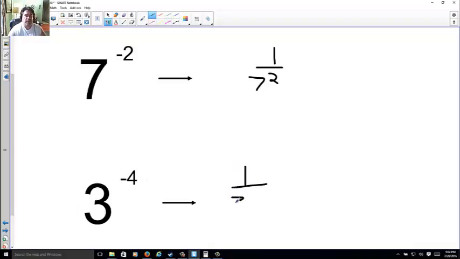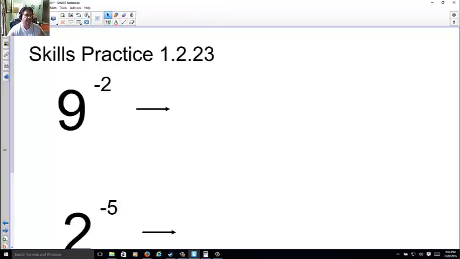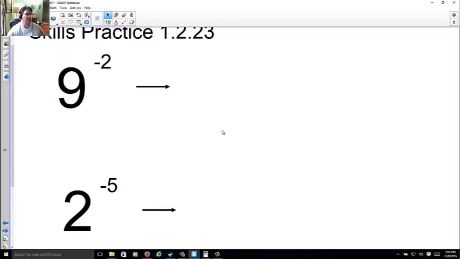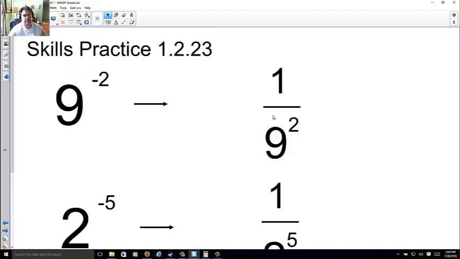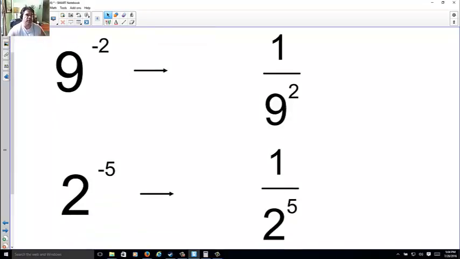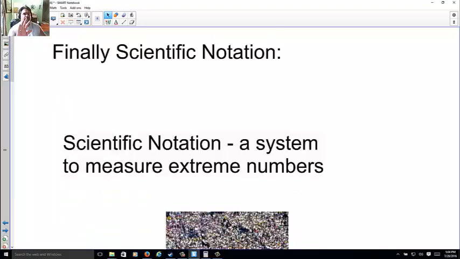And 1 over 3 to the fourth. Again, if you have 1 over 81, very cool. Skills practice time. Again, all I need is 1 over. Go ahead. Let's see how you did. 1 over 9 squared, 1 over 2 to the fifth. Now, before I go on to scientific notation, I may in class break and go further with this idea, but for just the video, I just want to give you the basics.